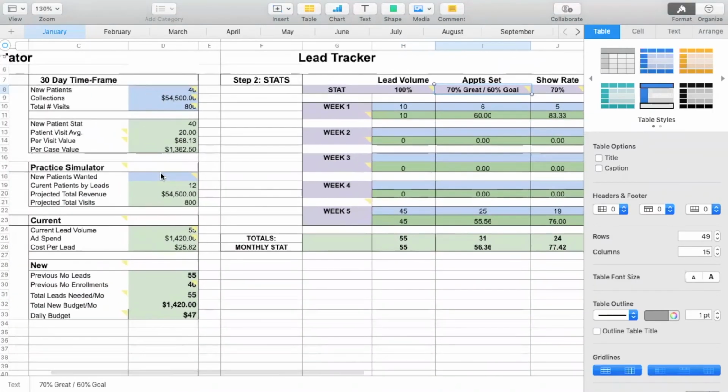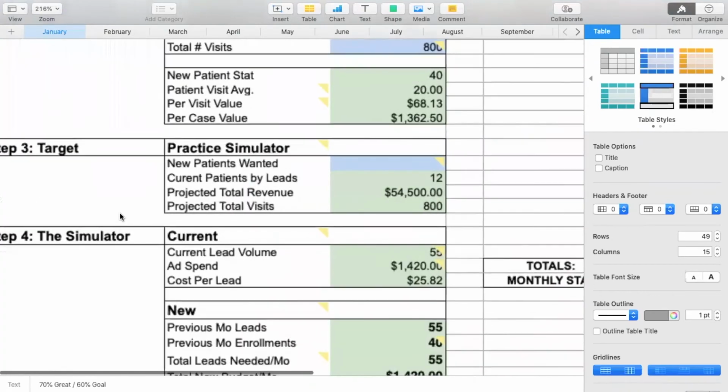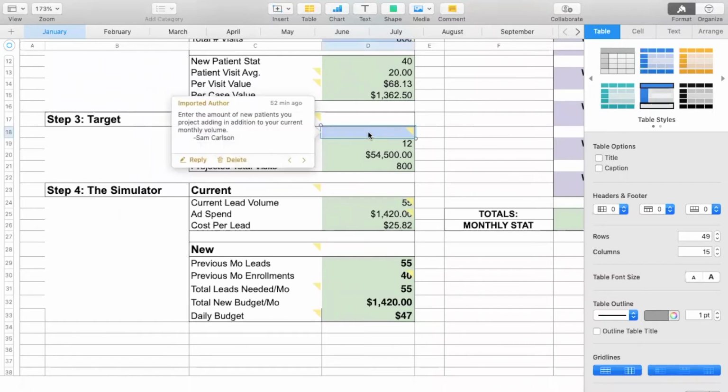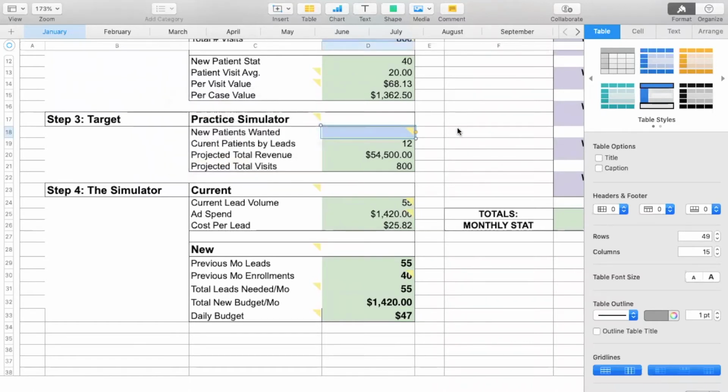All right. So now over here on this side, we see a lot of really cool stuff that's starting to populate for us. This is valuable information. Now, the real question comes: the projected total value right now is $54,500. That's a number that's carried over.